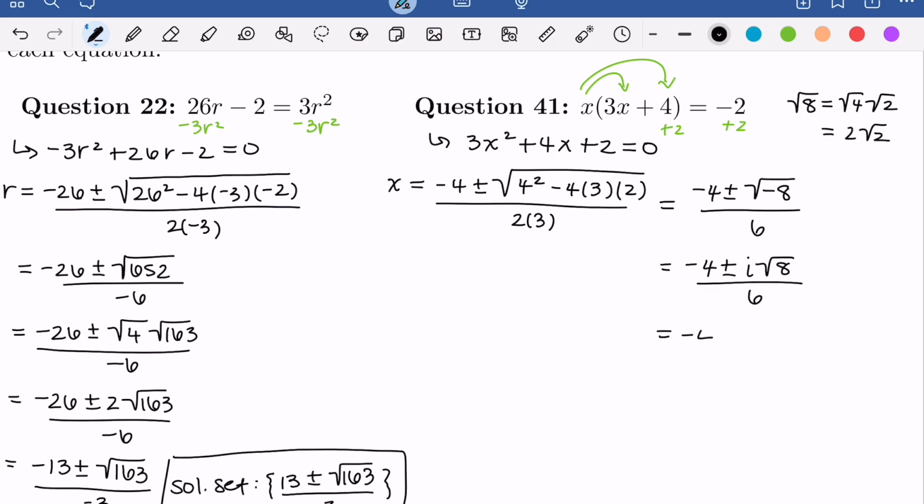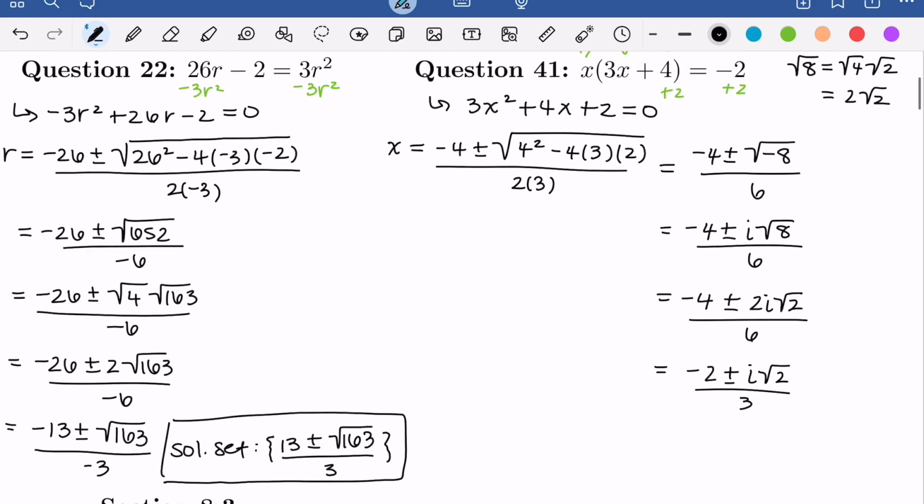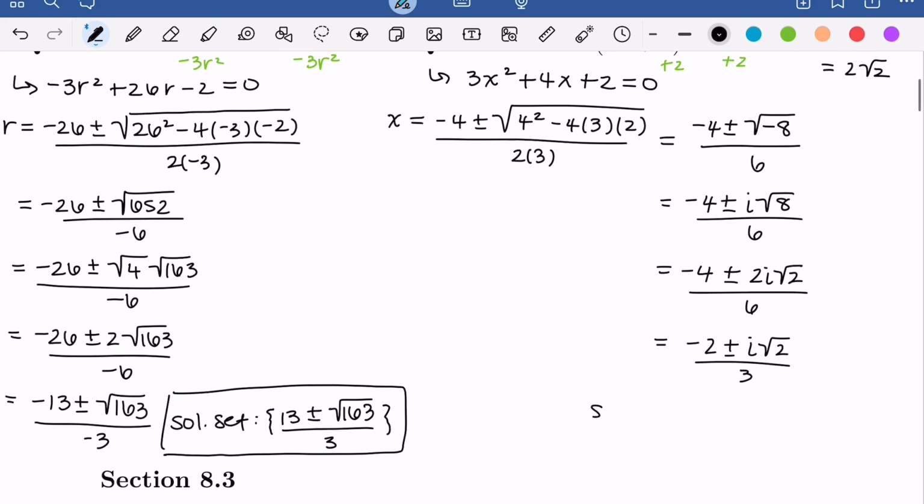So we're going to have negative 4 plus or minus 2i times root 2, all over 6. Now from here, all of these terms share a factor of 2. So taking that out, we're going to be left with negative 2 plus or minus i times root 2 in the numerator, and then 3 in our denominator. So our solution set then is going to be exactly that. We're going to have negative 2 plus or minus i times root 2, all over 3.